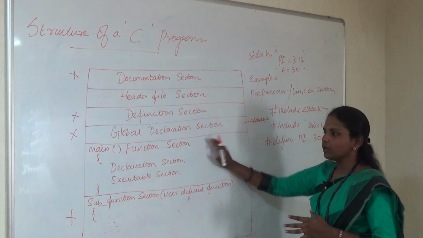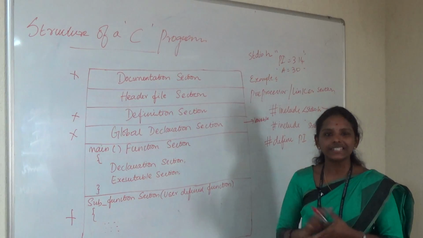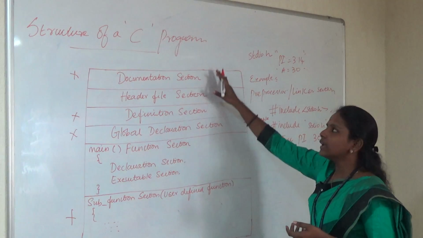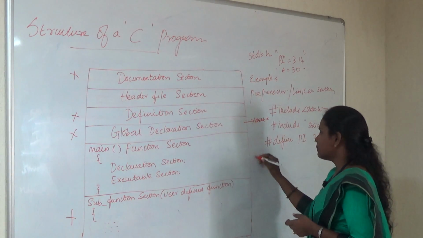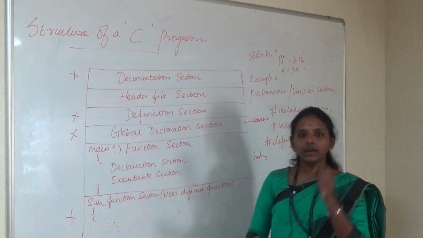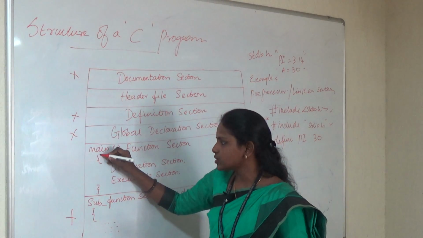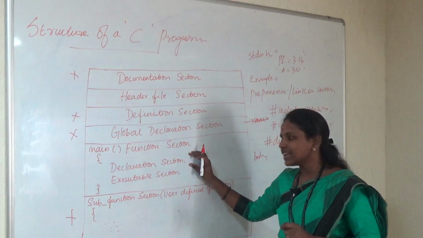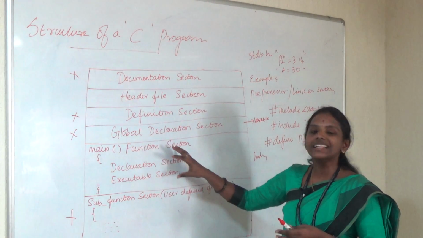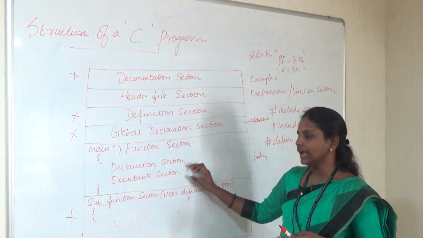So after the header file section, now comes the main function. This main function is otherwise called the body of a C program. All human beings have a body part, so similarly your C program also has a body. This is the body part. So the main function is a common, mandatory part in a C program. This main function will contain the declaration and executable. All the logic behind a C program will be incorporated inside your main function part, which will have a variable declaration section and the executable.